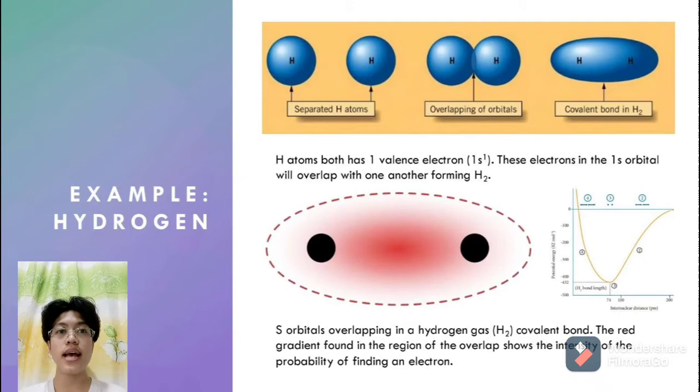Below it, you can see that a red gradient is found in the region of this overlap, and this red region is the electron density, and it tells us that the probability of finding an electron in it is great.